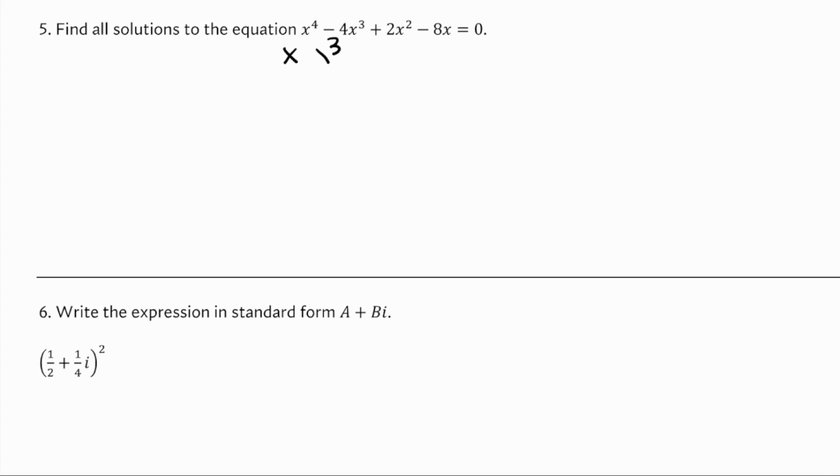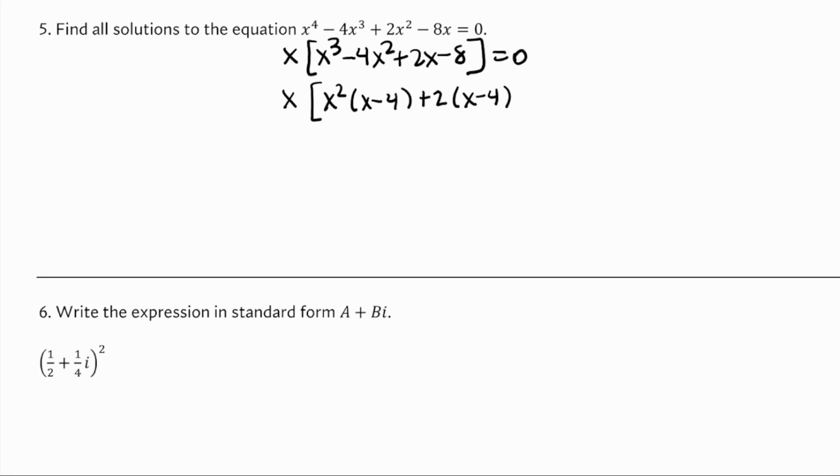But actually, say square bracket there. x to the third minus 4x squared plus 2x minus 8, and that's going to equal 0. And then I'm going to factor from the first two terms an x squared, and from the second two terms a positive 2. And then I'm going to factor out that x minus 4, and I'm left with an x squared plus 2.